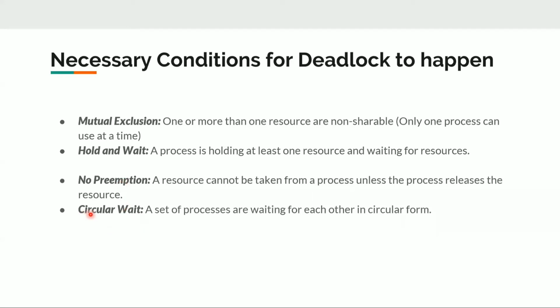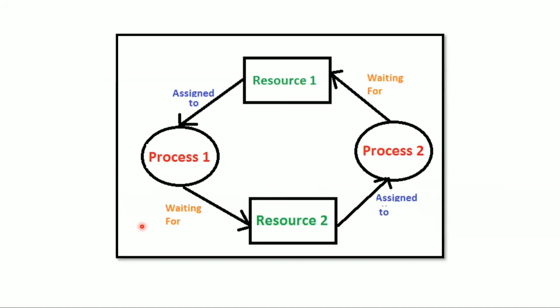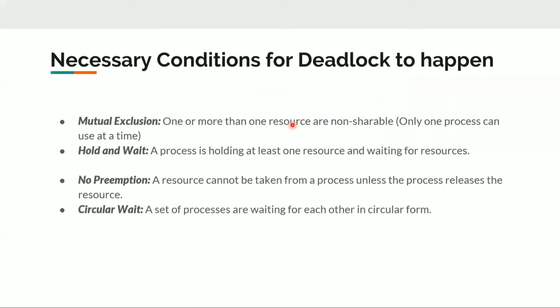The last one is circular wait. So what is circular wait? Again, we will go to the same diagram. This is process 1, and process 1 is asking for resource 2, but this resource 2 is held by process 2, and process 2 is asking for the resource that is held by process 1. So this is a kind of circular thing, circular wait. This condition should occur for deadlock to happen. So there are briefly 4 conditions. If all 4 conditions are satisfied, only then can I say there is a deadlock in my system. I hope you get this.